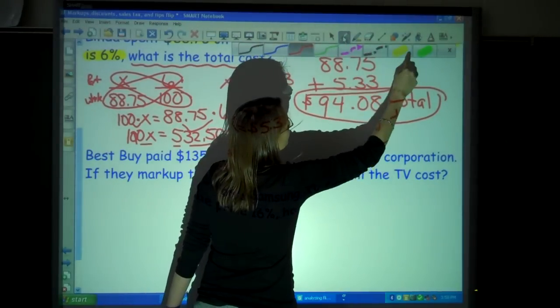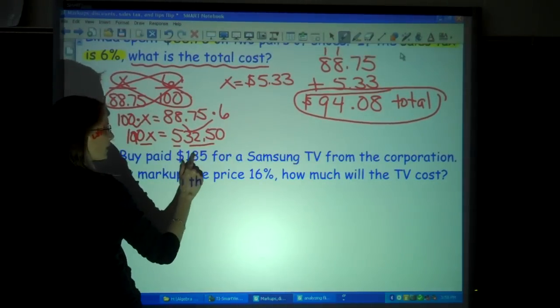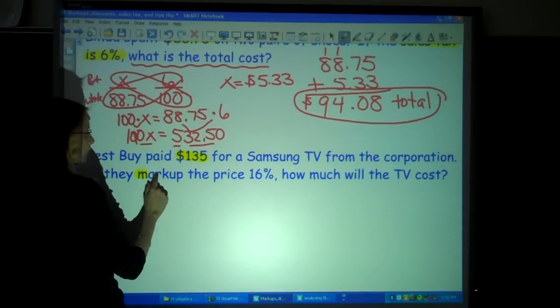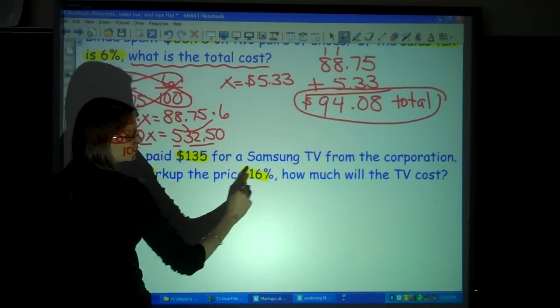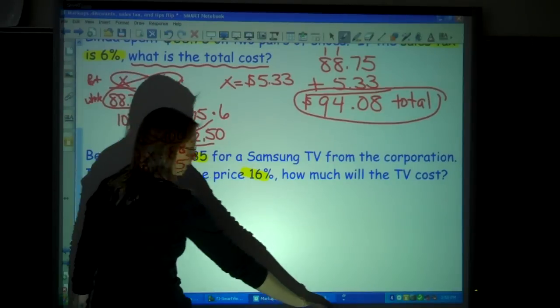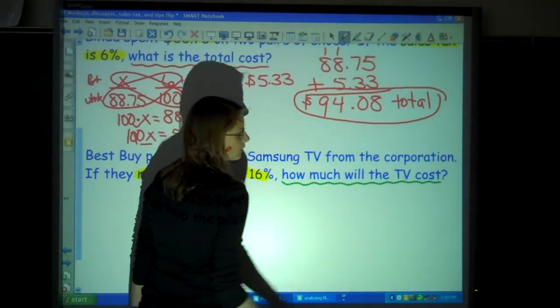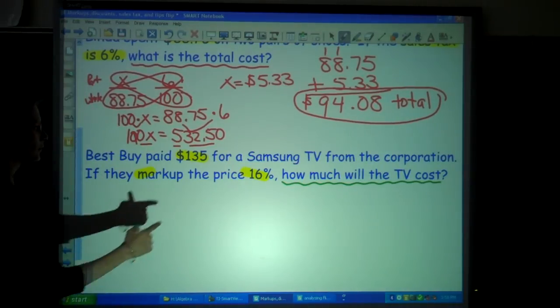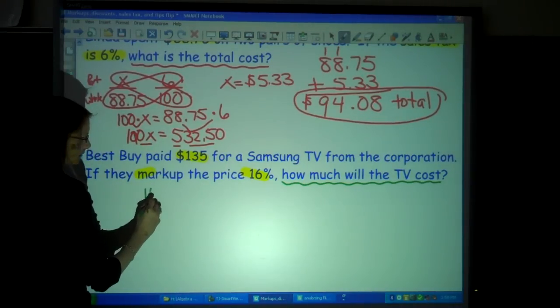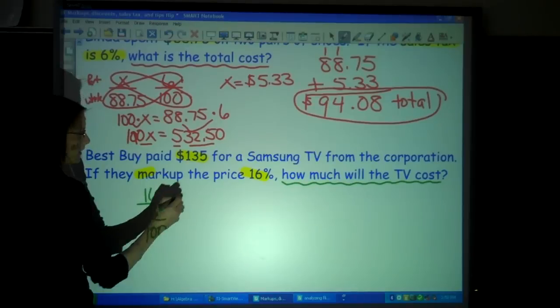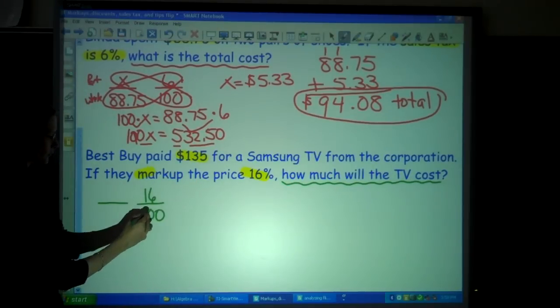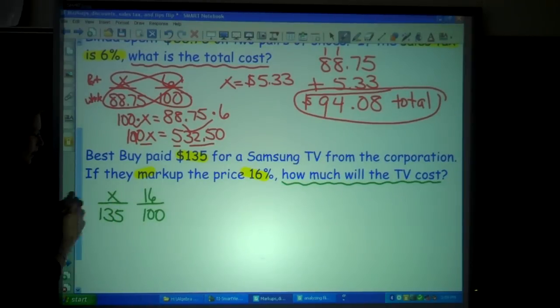So I'm going to highlight my information. I know that Best Buy paid $135. I know they're marking up 16%. And I want to find the TV cost that I'm going to pay. So I'm going to start with my percent. 16% means 16 over 100. And the 135 is the 100% that they're paying. I'm trying to find the 16% that they're going to add on. So I have my part over my whole.